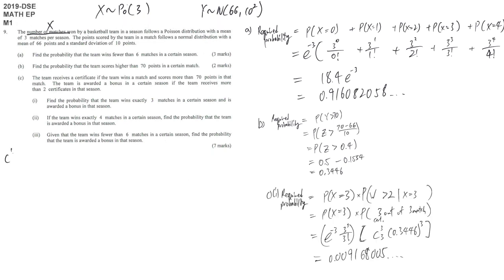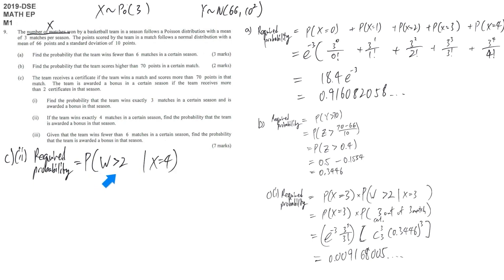And then C2 just applies exactly the same logic. But beware of the wording, they say if the team wins exactly 4 matches, that means this is already confirmed. We are calculating the conditional probability. You don't need to consider the Poisson distribution in front. Therefore, the probability is the number of certificates larger than 2, given that we have 4 matches' chance to get the certificate.